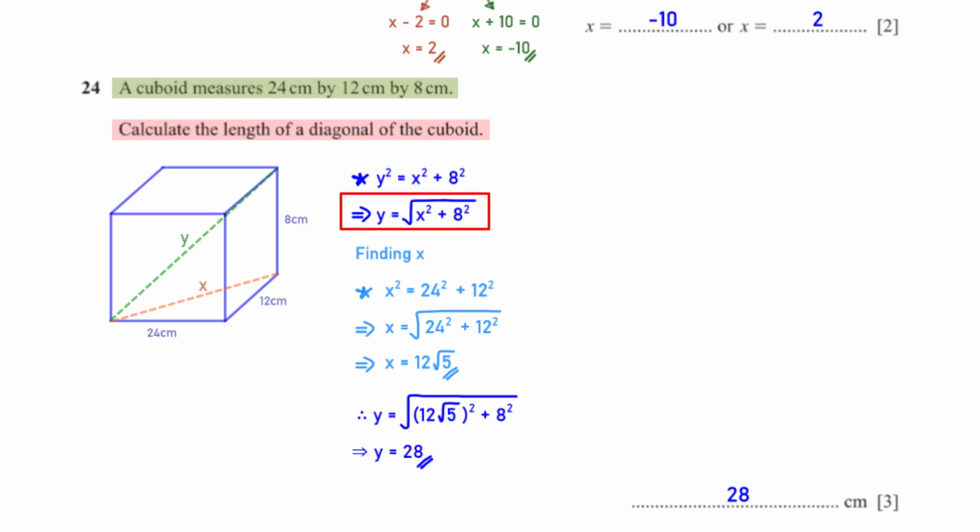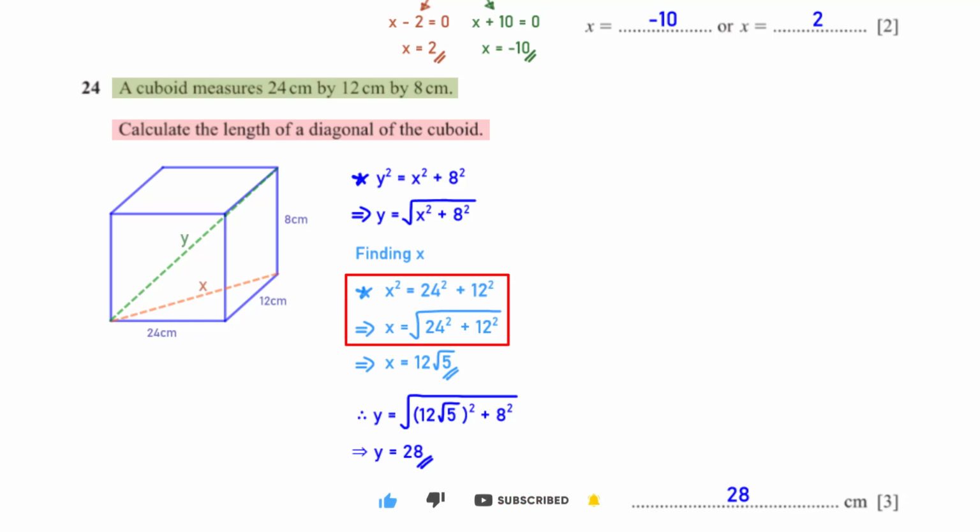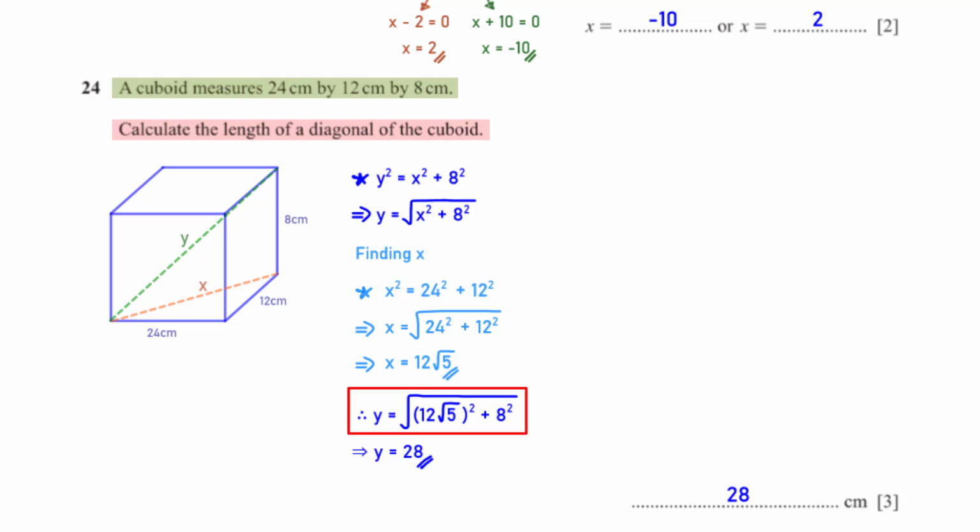We need to find the value of x. To get x, we apply the Pythagoras theorem. This gives us x squared equals 24 squared plus 12 squared. When we make x the subject, this is what we get, which is equal to 12 root 5. Now that we have the value of x, y equals the square root of (12 root 5) squared plus 8 squared, which is equal to 28.